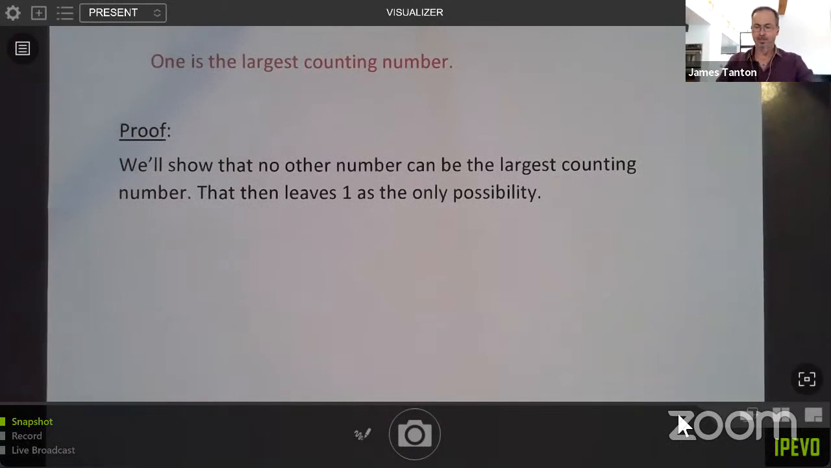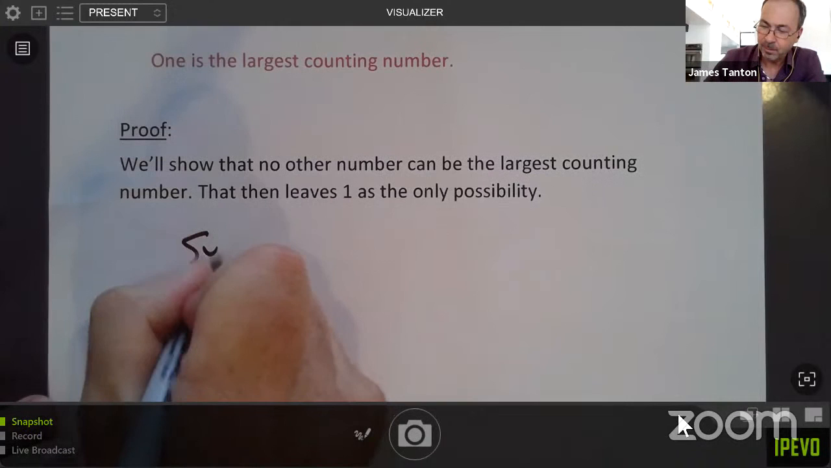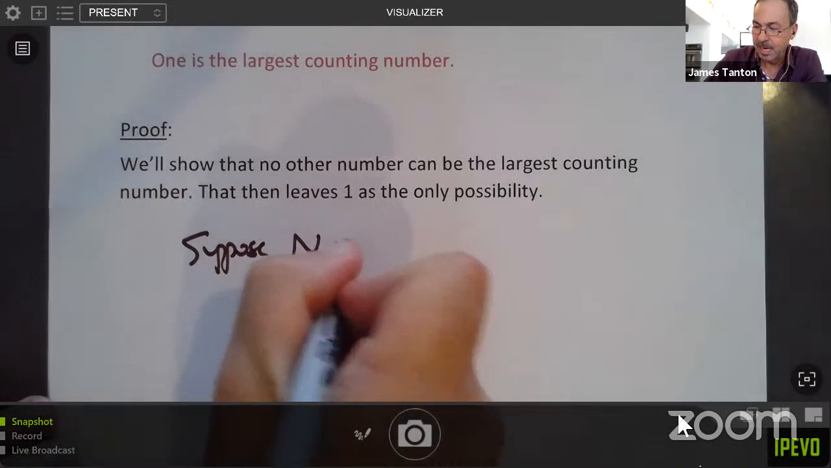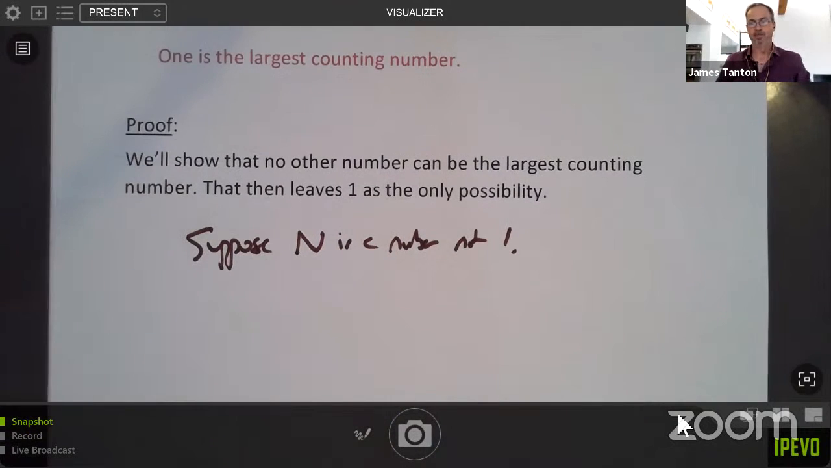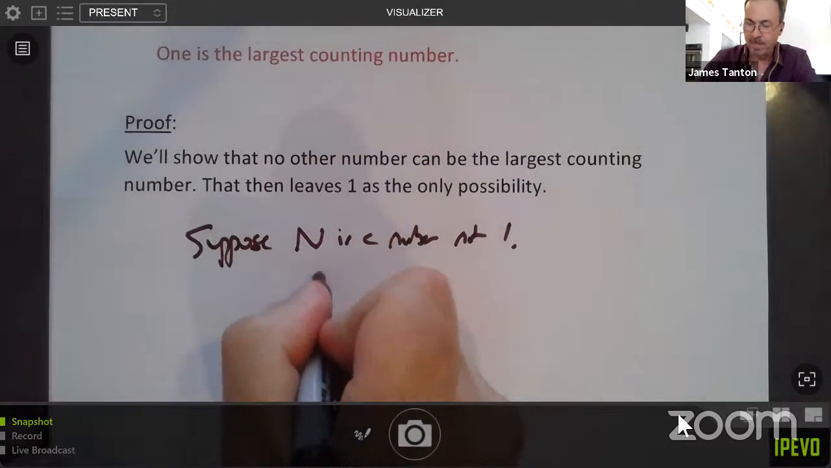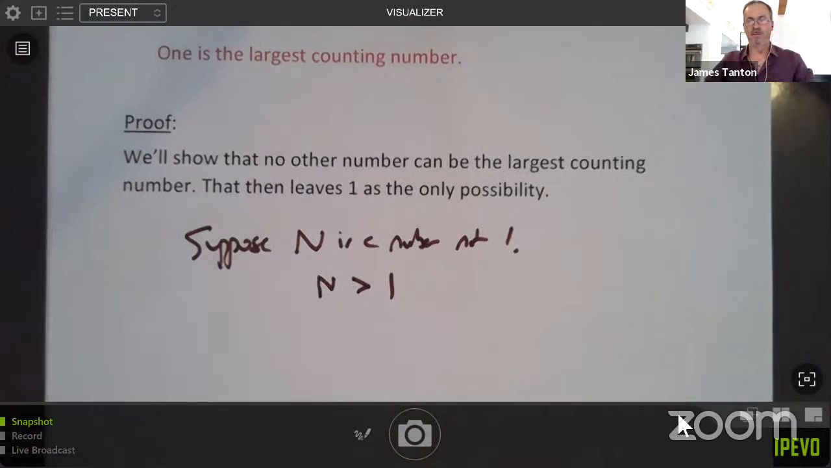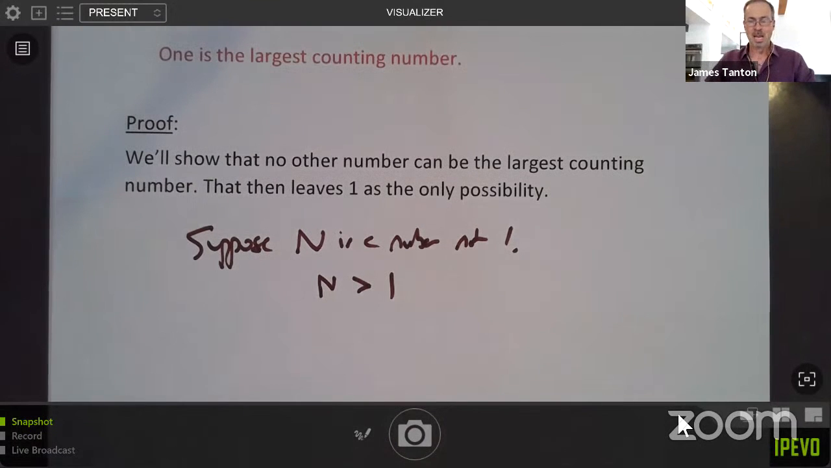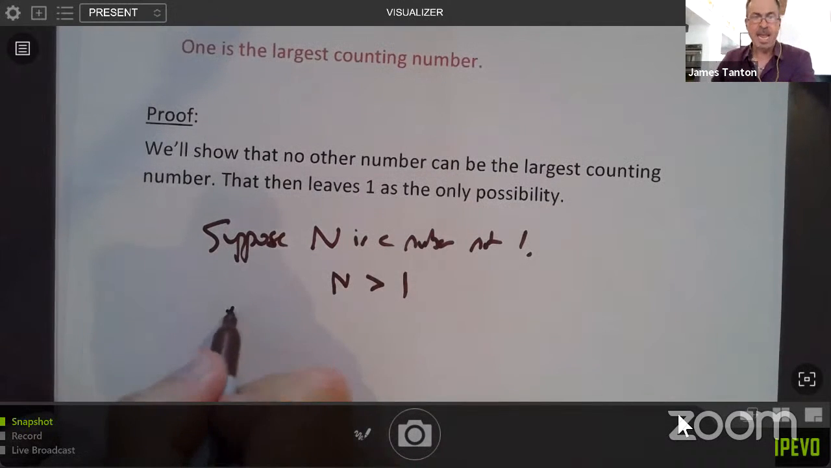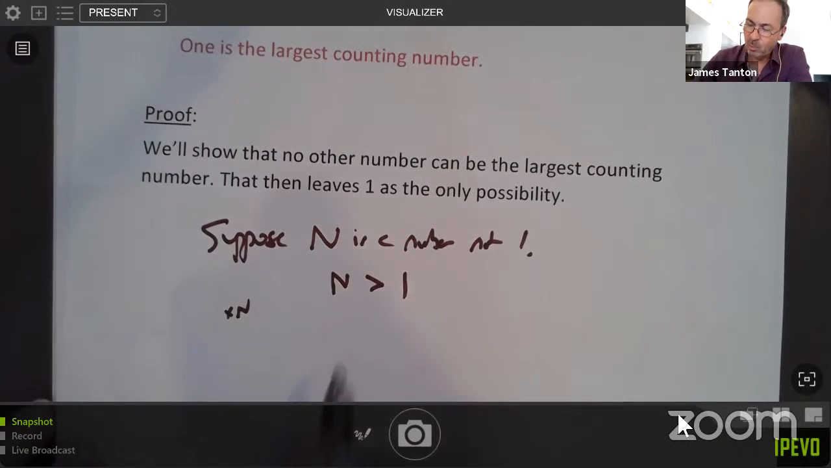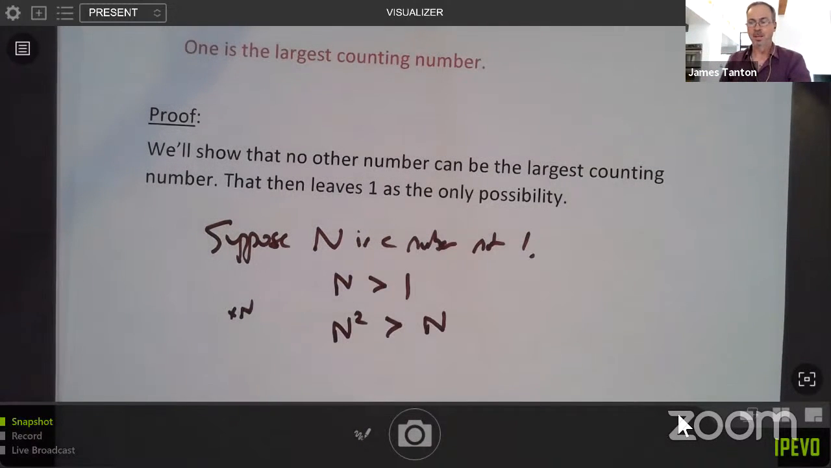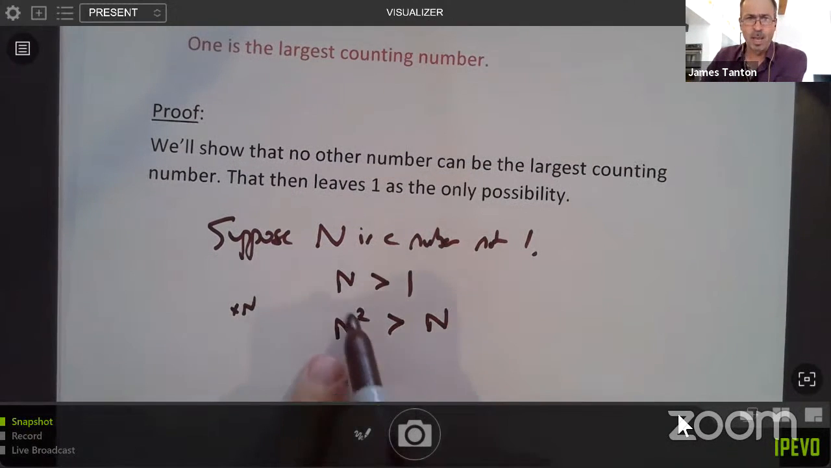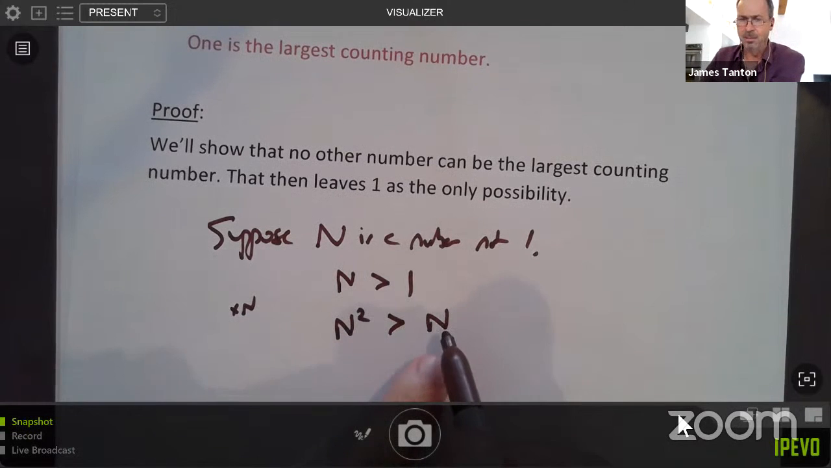So let's suppose n is a number not 1, a counting number that's not 1. That is, n is a number bigger than 1. Could be 2, could be 19, could be 446, whatever it is. All right. Well, if we've got a little inequality here, let me just multiply both sides by n, because that shows then that n squared is bigger than n. N times n is bigger than n times 1. Oh, n squared is another counting number bigger than n.